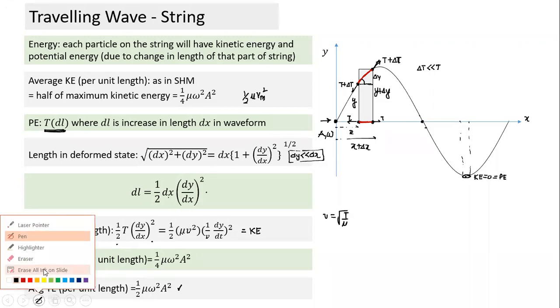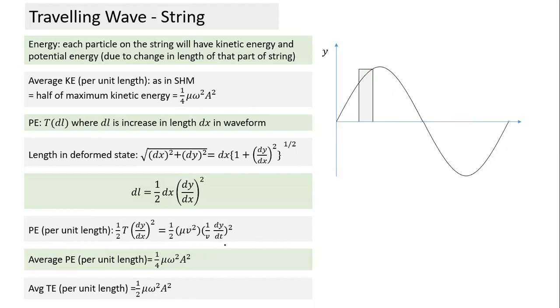Sir, in the derivation, while writing T dl, what happened to the dx term? Okay, let's see that. What is dl here? This I have calculated, this inclined length. Work done is equal to T into change in length. From here I have to subtract dx. That's the change in length.